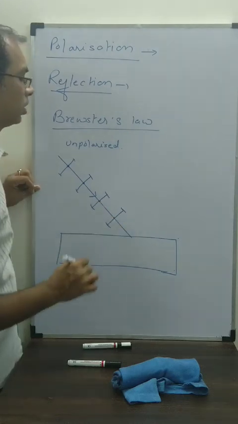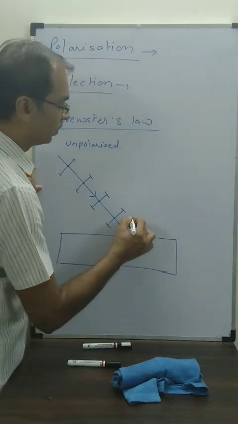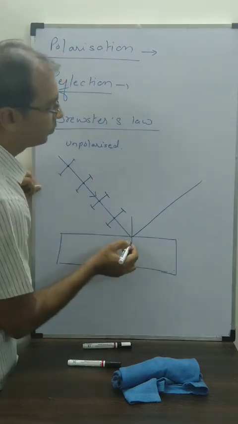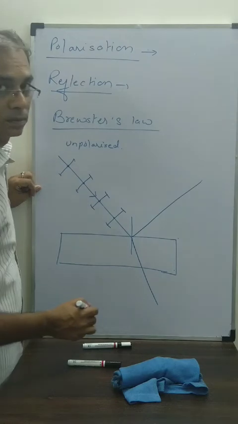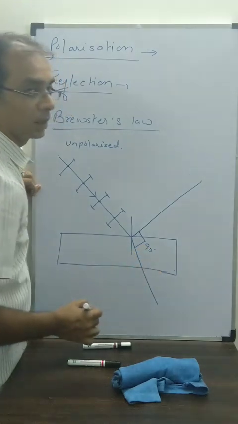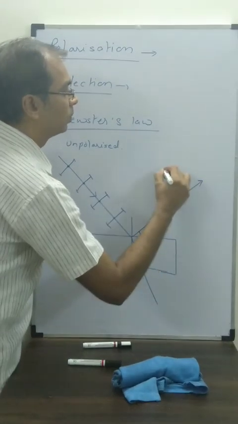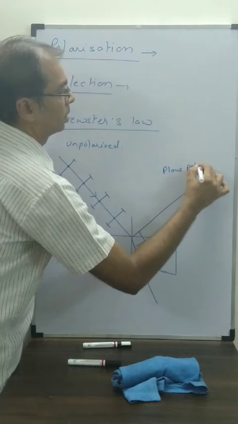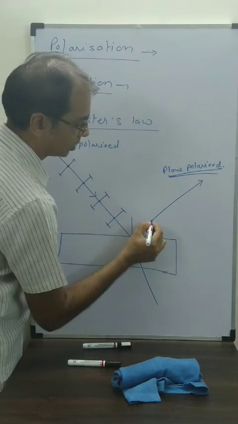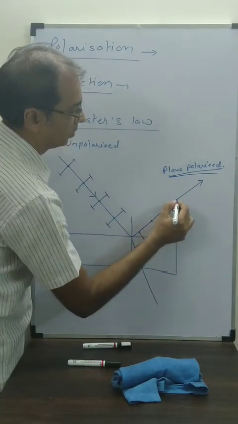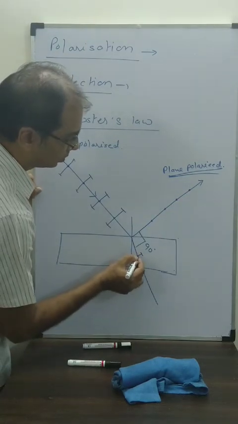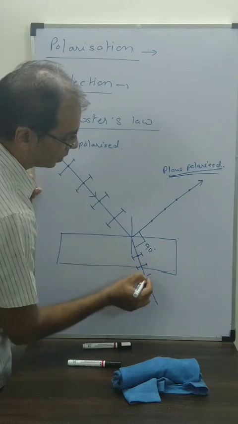Okay, so Brewster's law says, if suppose the reflected light is going in this direction, and the refracted light is going in this direction, if the refracted and reflected light are perpendicular to each other, then the reflected light is plane polarized. That means you can say it is polarized. Here the electric field will be oscillating in one direction only, whereas the refracted one will have both.